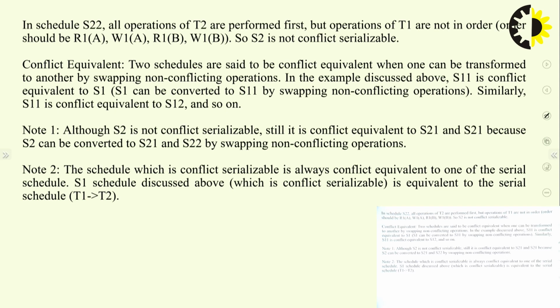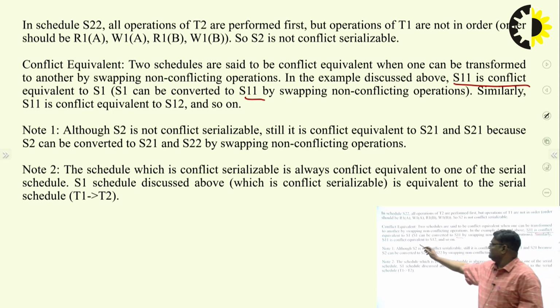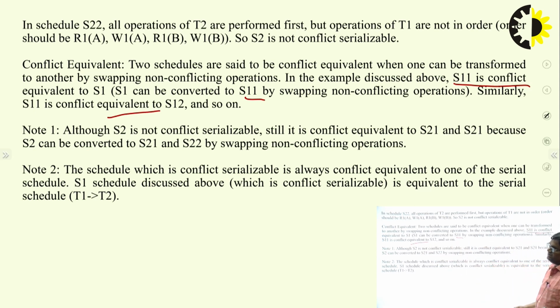Conflict equivalent: two schedules are said to be conflict equivalent if one can be transformed into the other by swapping non-conflicting operations. In this example, we have seen S11 is conflict equivalent to S1, and S1 can be converted to S11 by swapping non-conflicting operations. Similarly, S11 is conflict equivalent to S12 and so on, if it is working in the way a serial schedule works.